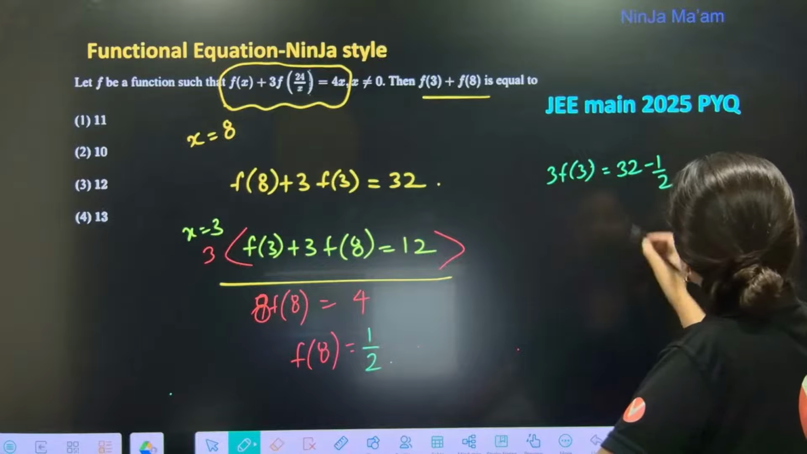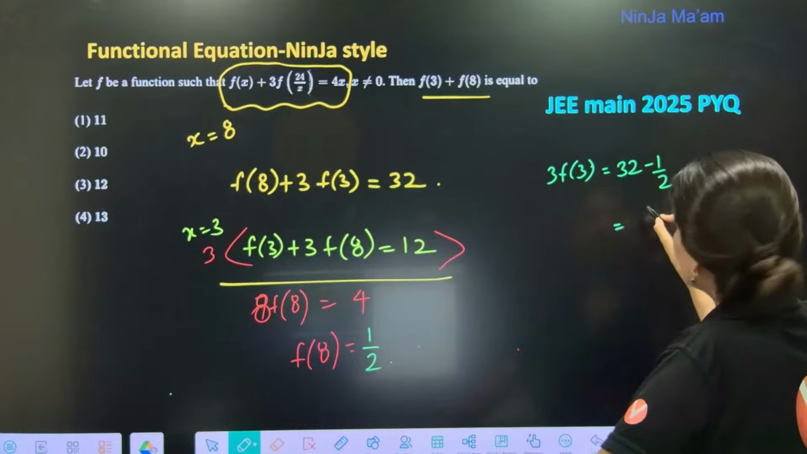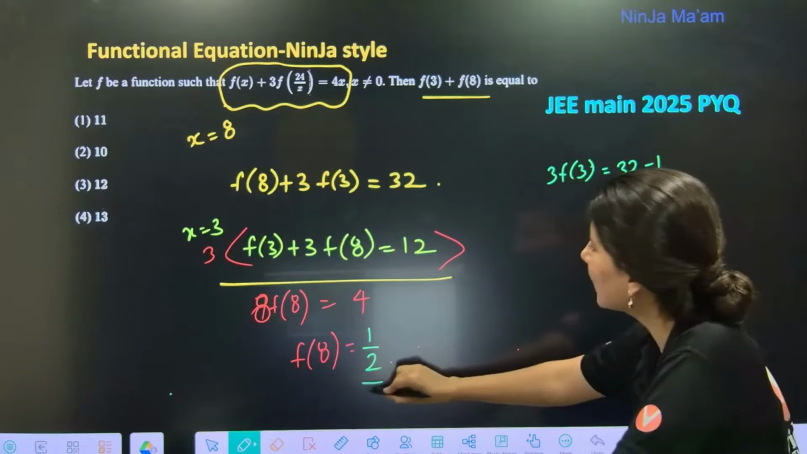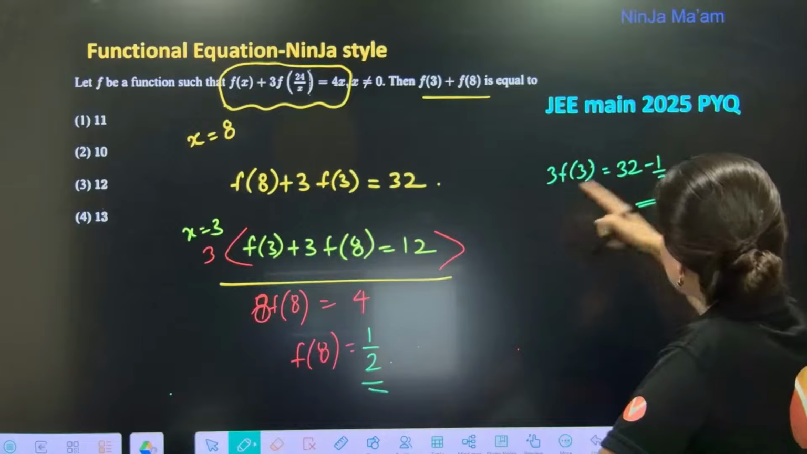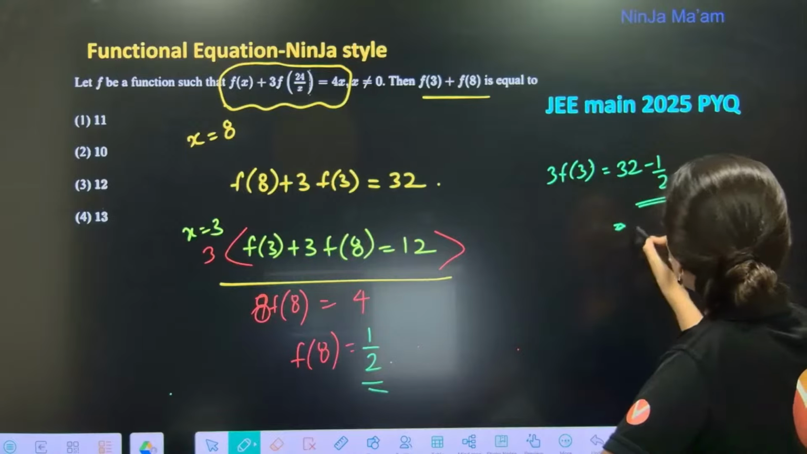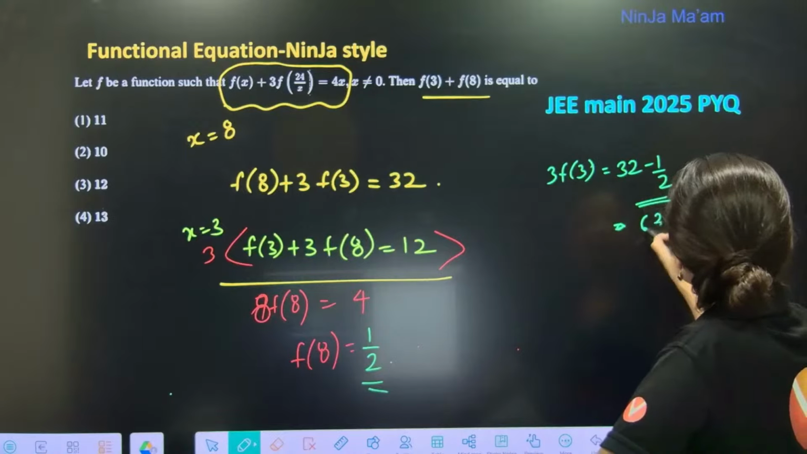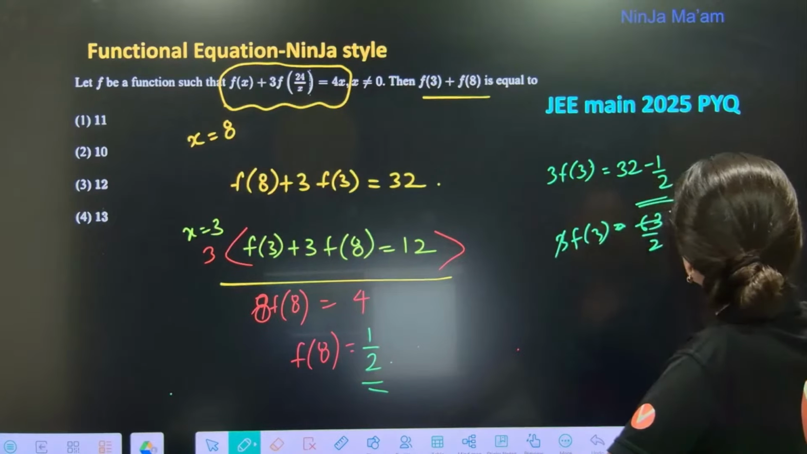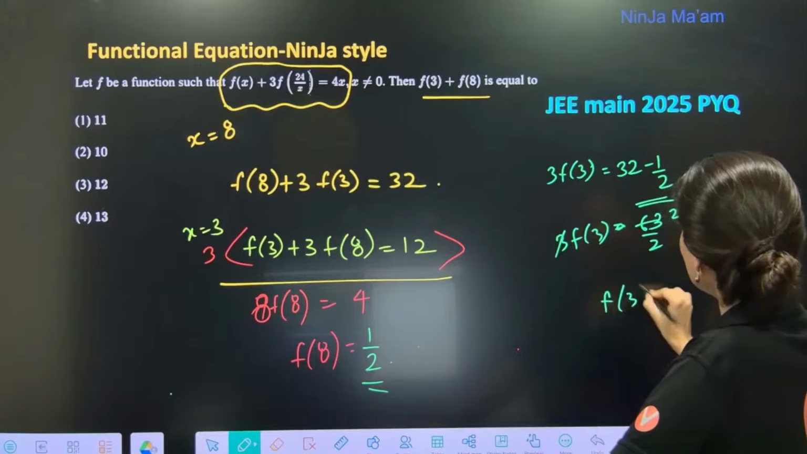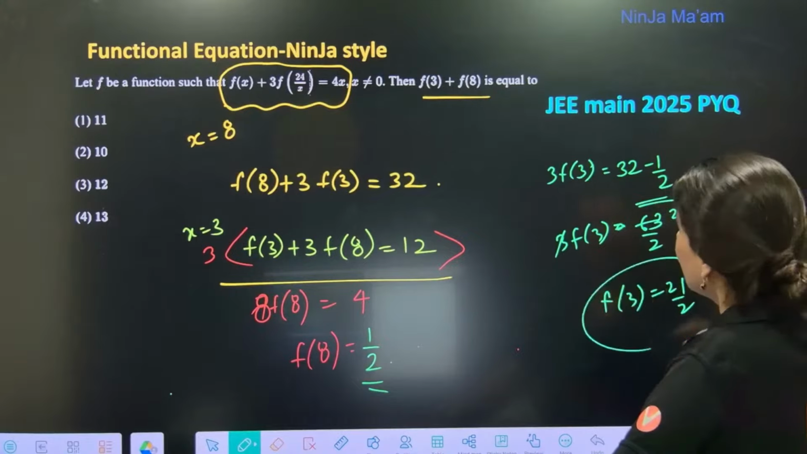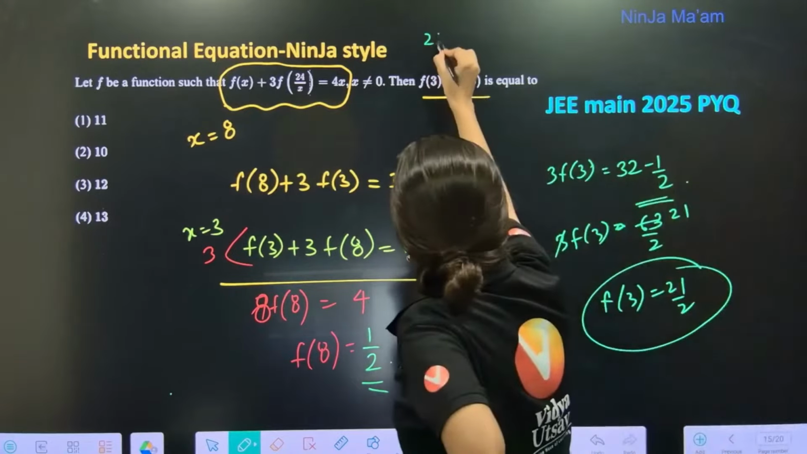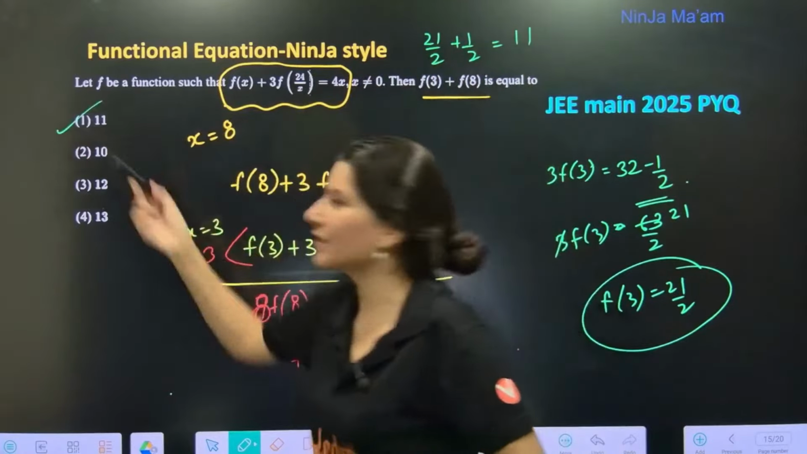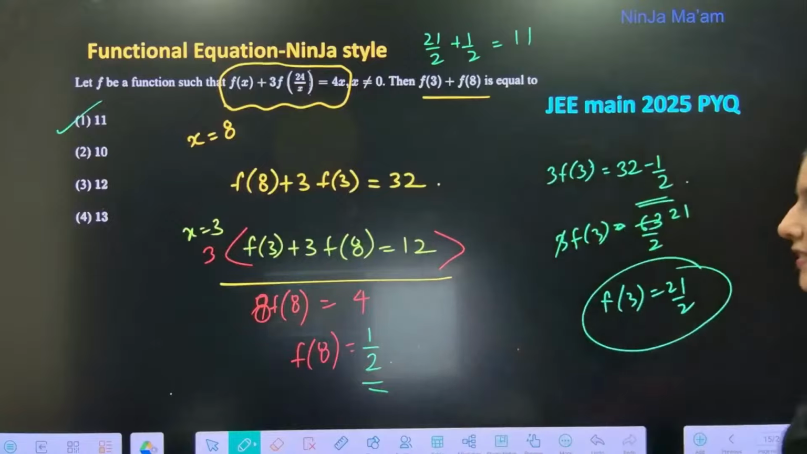So 32 minus half, and f of 8 is half. This is 3 f of 3, correct? So 63 by 2 is 3 f of 3. 3 ones are 3, 2s are 6, so f of 3 is 21 by 2. So 21 by 2 plus 1 by 2 is 11. Option A, absolutely right. This is Ninja style.